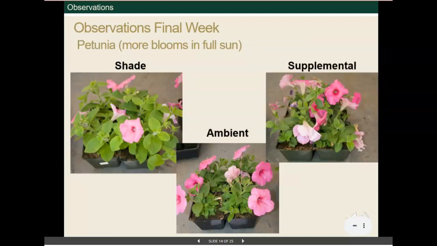Let's look at the plants one by one. Petunias certainly have more blooms in the supplemental treatment compared with the shade treatment. They look to be a little wilty though, but we're not taking biomass measurements and so can't confirm any differences in plant production.